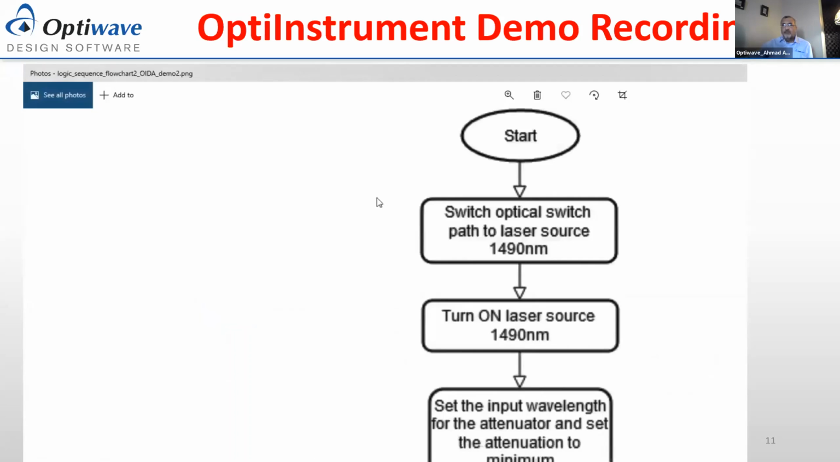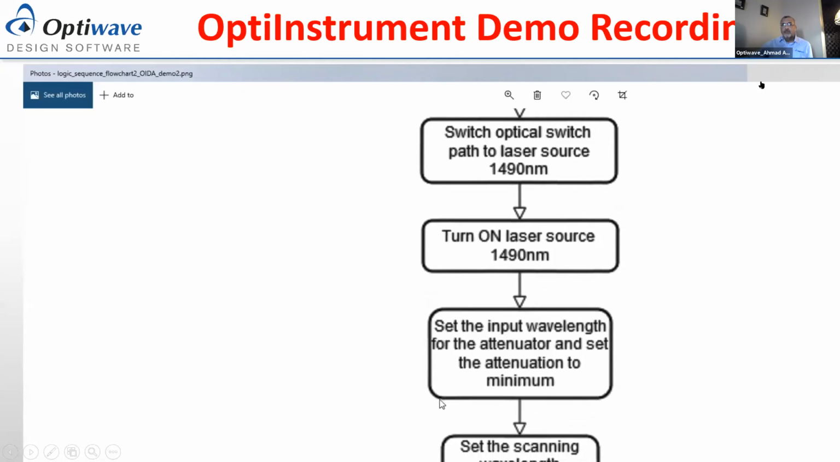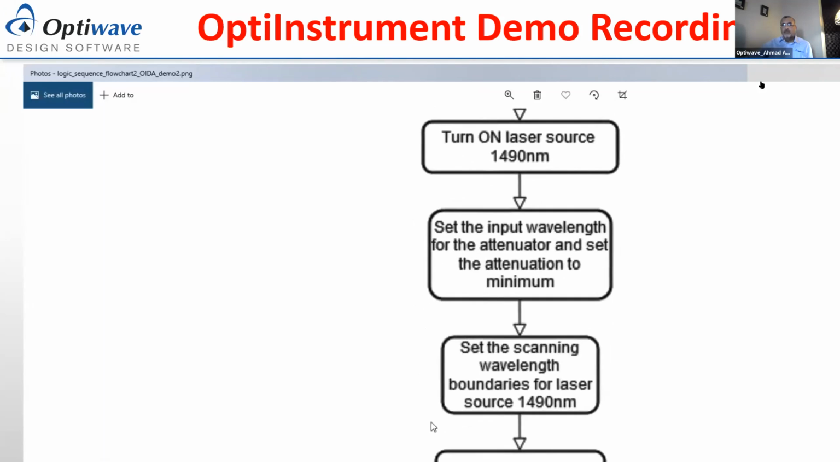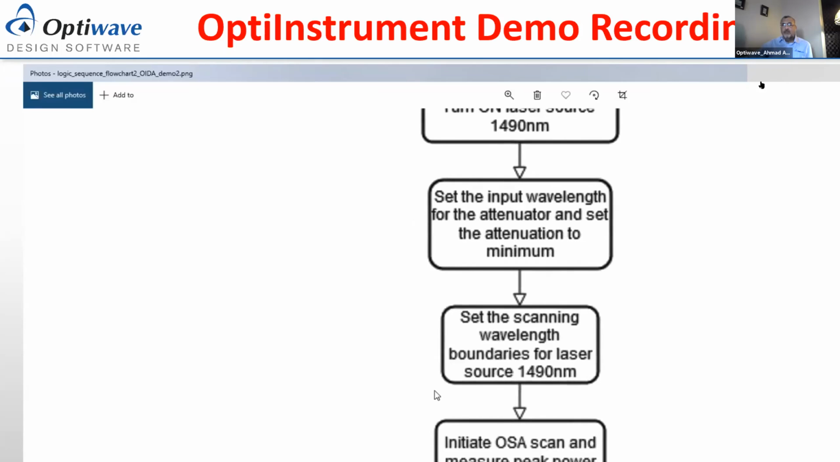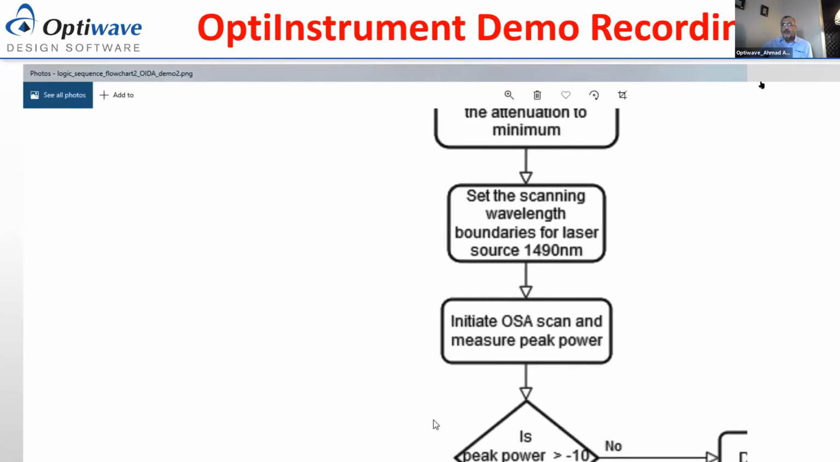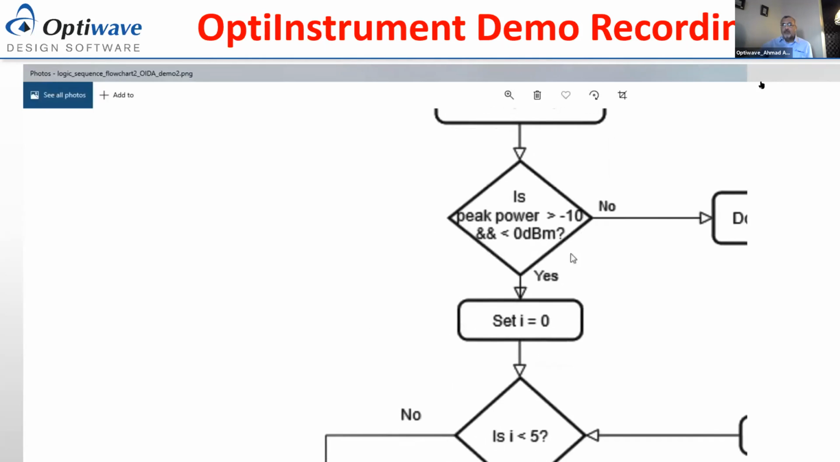And then in terms of the sequence, when we start the sequence, first we switch the optical switch path to the 1419 nanometer laser source. Then we turn on the laser source, and then we go to the attenuator where we set up the input wavelength and set the attenuation to minimum. Then we move on to the OIDA where we set up scanning wavelength boundaries, and then we initiate the scan and measure peak power.